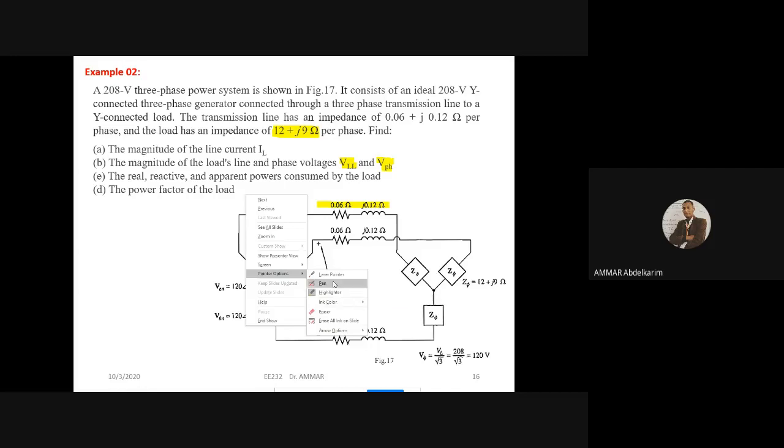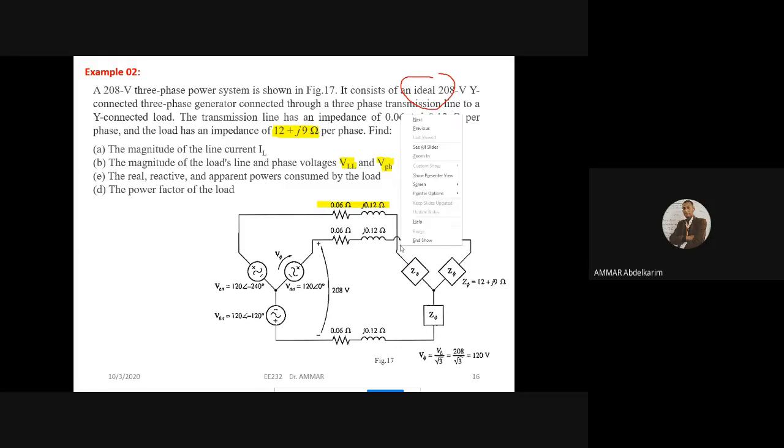Firstly, the system must be balanced. Here they say it's an ideal, which means a balanced system. If we don't have a neutral, we have to add it. Then if the system is delta connected, it must be transformed into a Y connection. Since here we don't have a delta connection, we apply directly.